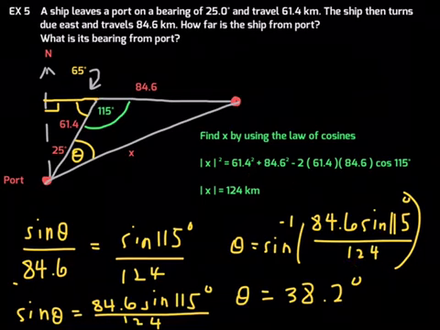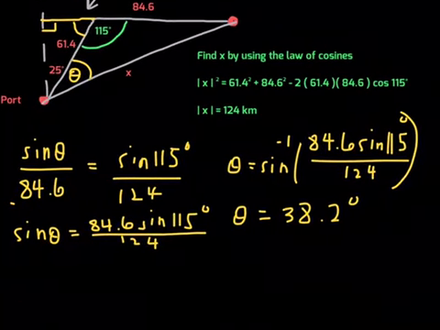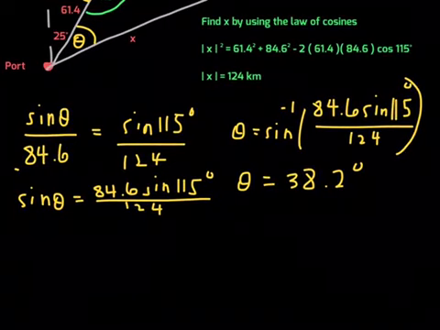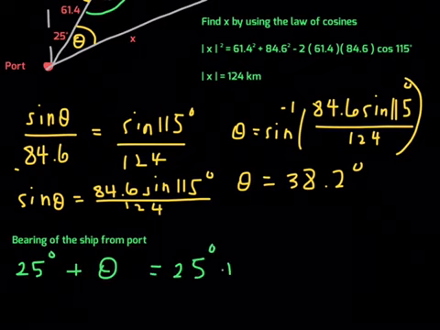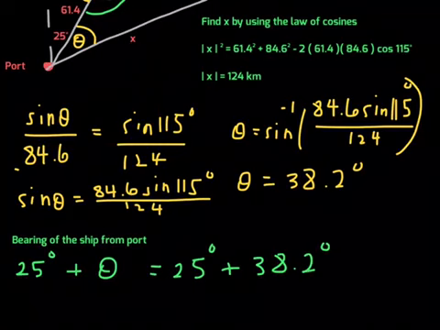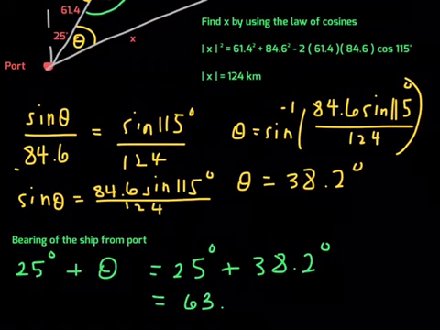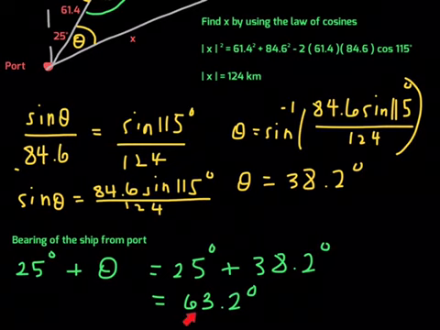All right, cool. Now, this is not my answer. This is not the bearing from port, right, guys? This is just what theta is. I got to add 25 to that. Let me move this up. So my final answer, so for the bearing, it'll be 25 degrees plus theta. So the bearing will be 25 degrees plus 38.2 degrees. So the bearing from port will be 63.2 degrees. All right, that's the bearing of the ship from port.